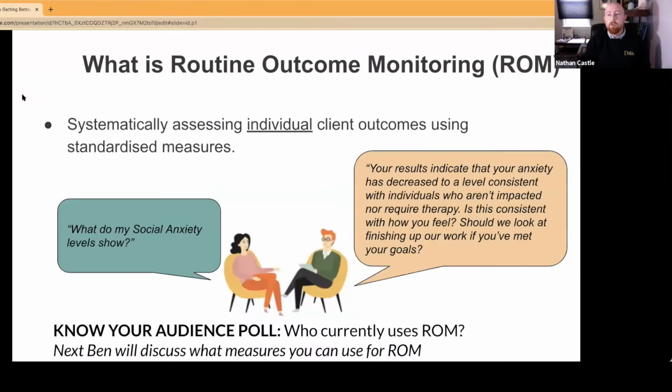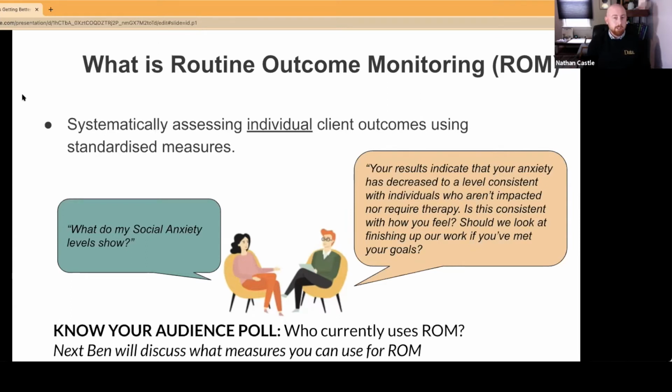Now we're going to actually look at what is routine outcome monitoring. So it's systematically assessing the individual client's progress or outcomes using standardized outcome measures. These are things like the DASS or wellbeing measures. In this example here, we've got a client who's asking, so what are the results of my social anxiety levels at the moment? You know, thinking about this, say 8, 10, 12 sessions during treatment.